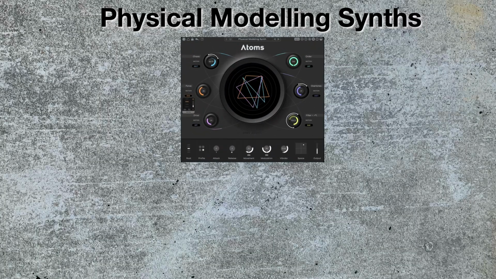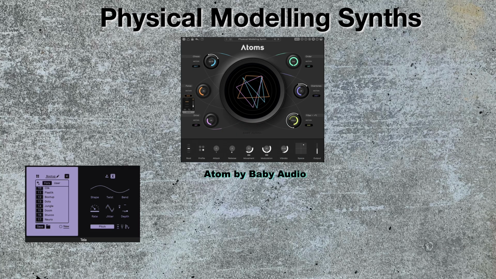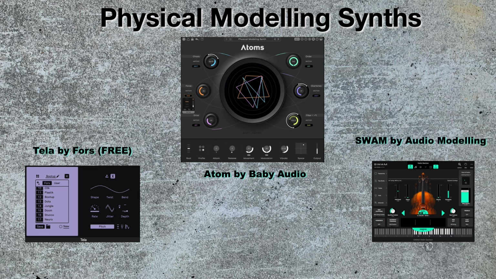It's good to level set what we know about physical modeling, and I position Atom by Baby Audio as being right in the middle. There are less expensive physical modeling synths that you can get. One of them I'm going to highlight here is called Tele by Force. It's free, or there's a free trial. And another is a very expensive one called Swam by Audio Modeling. You know the old Goldilocks scenario. I think of Atom as being just right, kind of in the middle. But it's important to understand how these all work.